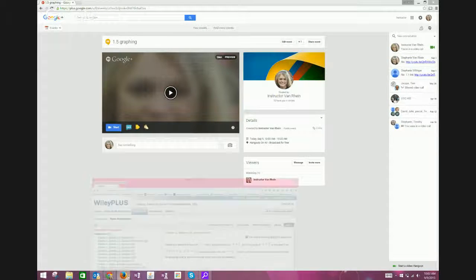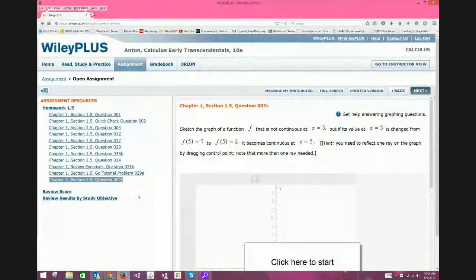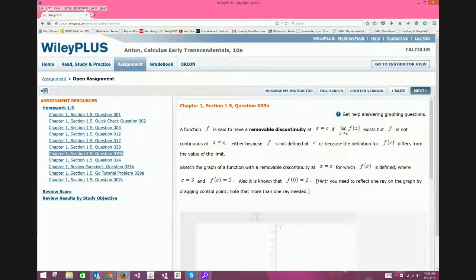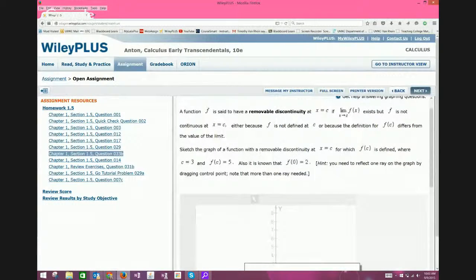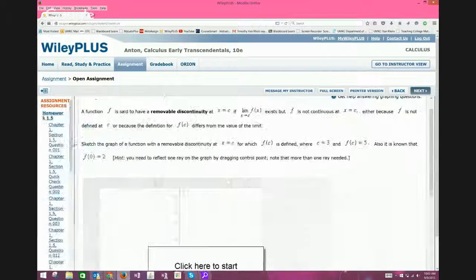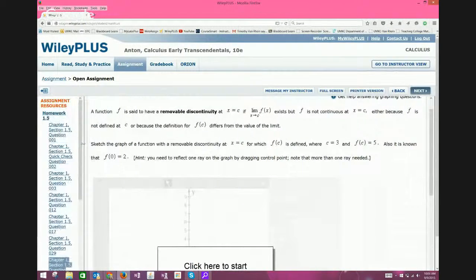The purpose of this video is to go over the graphing problems on 1.5. If we look at 1.5 33b, sometimes if you resize things, it might fit a little bit better on your screen.